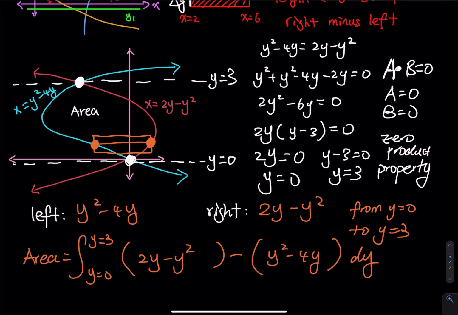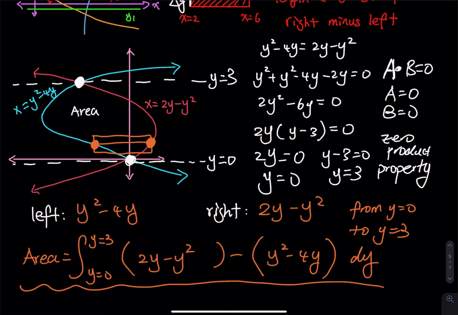Do not forget the second parenthesis because you will be doing a distribution. If you don't do these two parentheses, that would be a huge mistake. All right, because you are doing a minus, right minus left, so the second parenthesis matters a lot. So I will just do setup but do not evaluate. So I will just set up the integral for you.